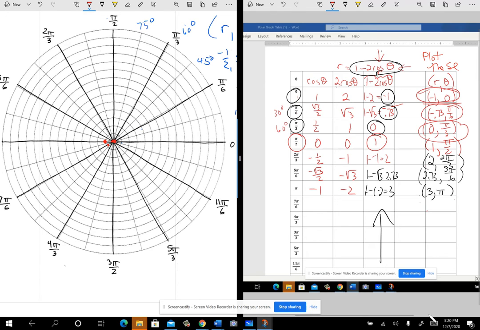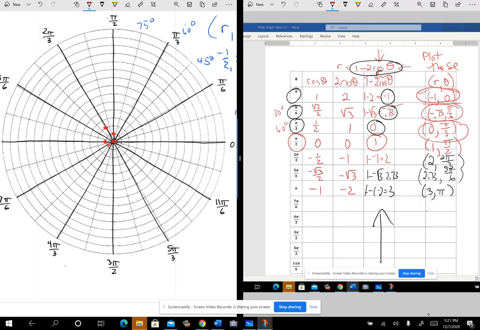All right, so that's those. Now, when I'm at pi over 2, my R value was 1, because the cosine of pi over 2 is 0. 2 times that would be 0. And then 1 minus 0 would be 1. So I'm going to be right there. All right, then the next one I have is 2 pi over 3. When I'm at 2 pi over 3, I'm out at 2. So I'm going to go out to 2. And it's positive 2, so it's on the terminal side of that angle.